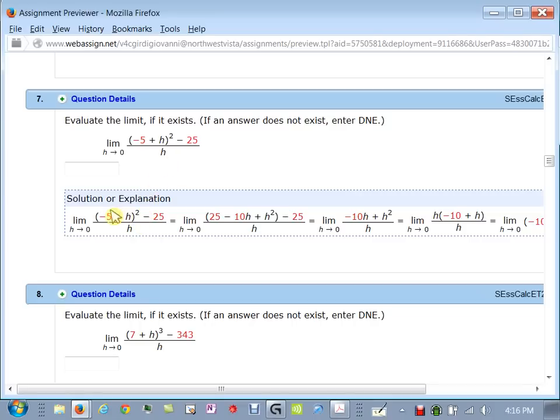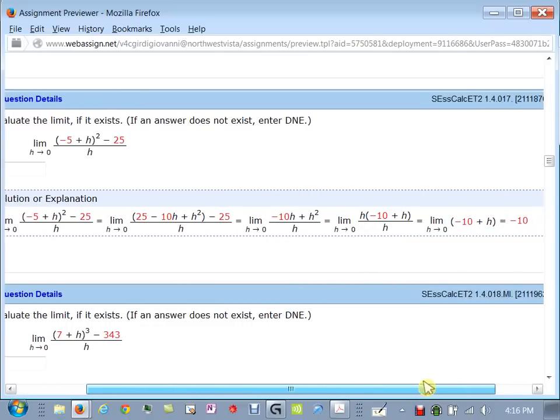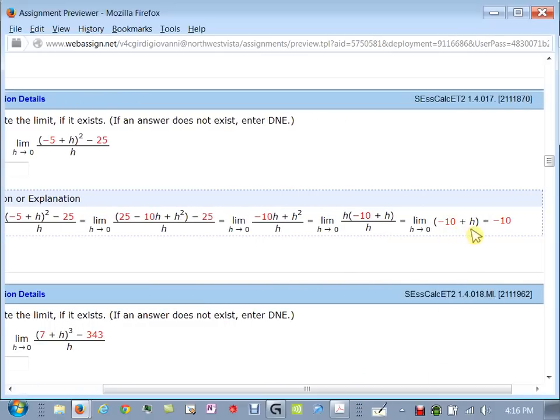First thing we're going to do is expand this. We're going to multiply that times itself. That means you have to FOIL it. And when you do that, you get these 3 terms. Then you have the minus 25. This 25 and this minus 25 cancel. That leaves you the -10h plus h squared all over the h. The top 2 terms have an h in them. Factor an h out. Cancel the h's. Once the h's cancel, you're left with -10 plus h. At this point, you let h now go to 0. This h vanishes, right? It's not going to be there anymore. It's going to become a 0. And all you're left with is the -10 out front.